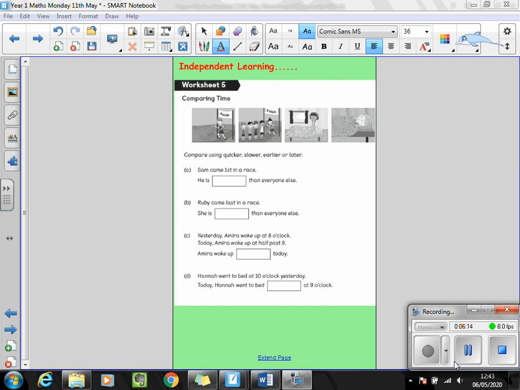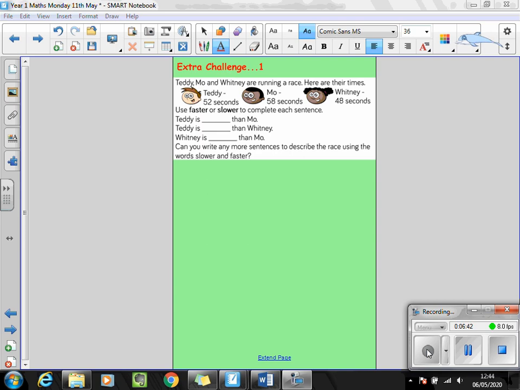C. Yesterday, Amira woke up at 8 o'clock. Today, Amira woke up at 8:30. Amira woke up today. D. Hannah went to bed at 10 o'clock yesterday. Today, Hannah went to bed at 9 o'clock. Again, you can only use each one of those words once.